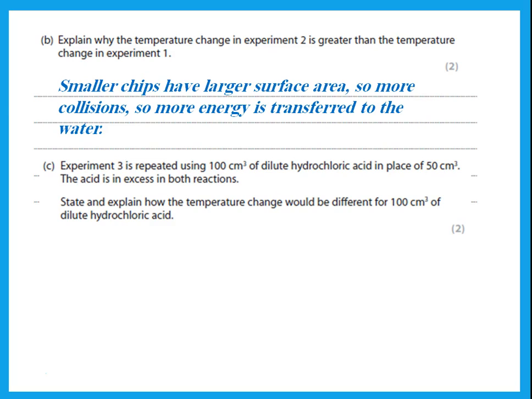Experiment 3 is repeated using 100 centimeter cubed of dilute hydrochloric acid instead of 50. And this is a common type of question. He did the experiment using 50 centimeter cubed and he got a certain temperature rise. What if he used double that volume? What will happen to the temperature change?